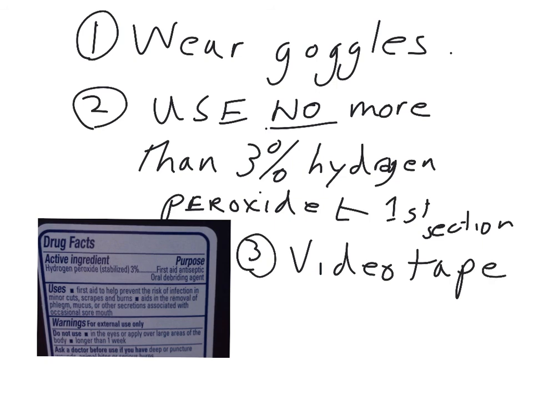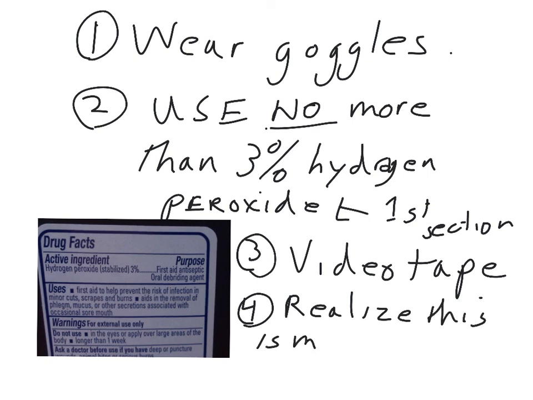Videotape. Realize this is messy and that food coloring will go everywhere, potentially, if this experiment goes right for you. So you're going to want to use a kitchen pan or something else to hold your bottle with.